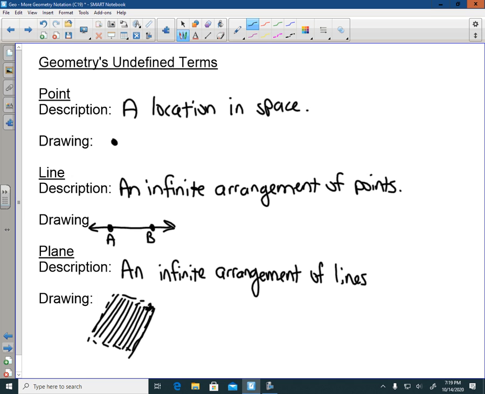I think of a point being the smallest thing that there is in geometry, and then if you put them all in an infinite arrangement right next to each other, you have a line, and then if you take a bunch of lines and you lay them next to each other so they're all parallel, you have a plane. Okay.